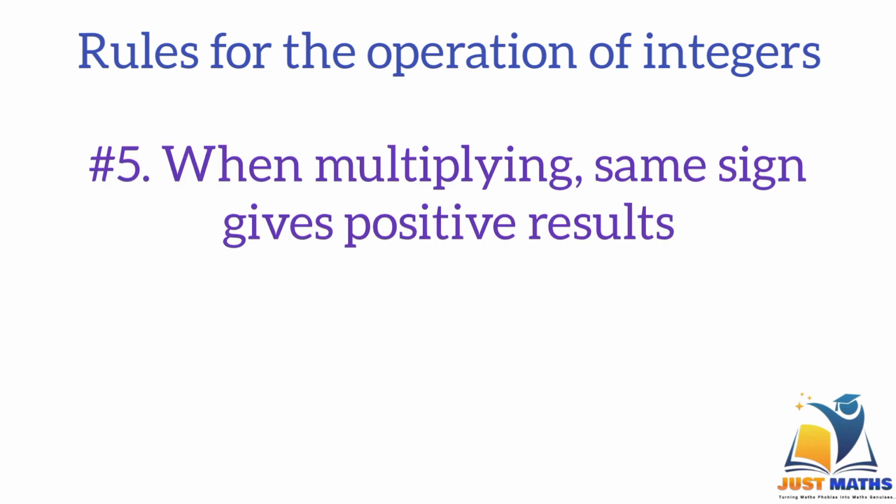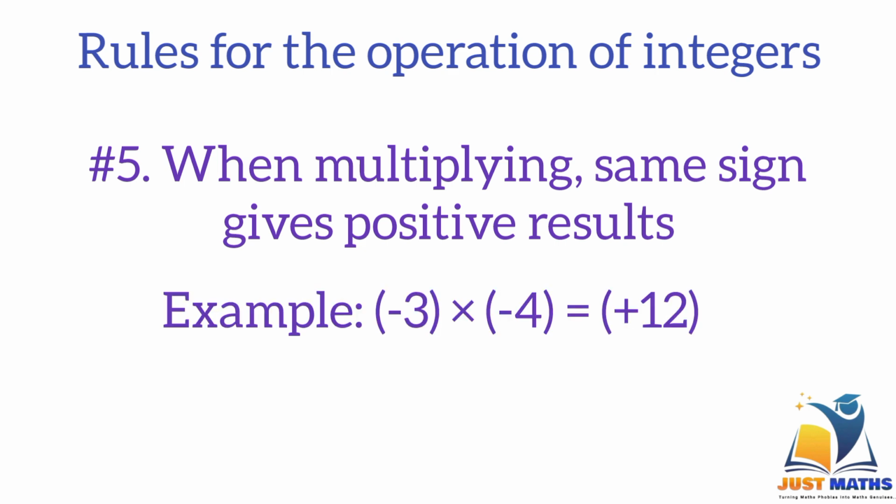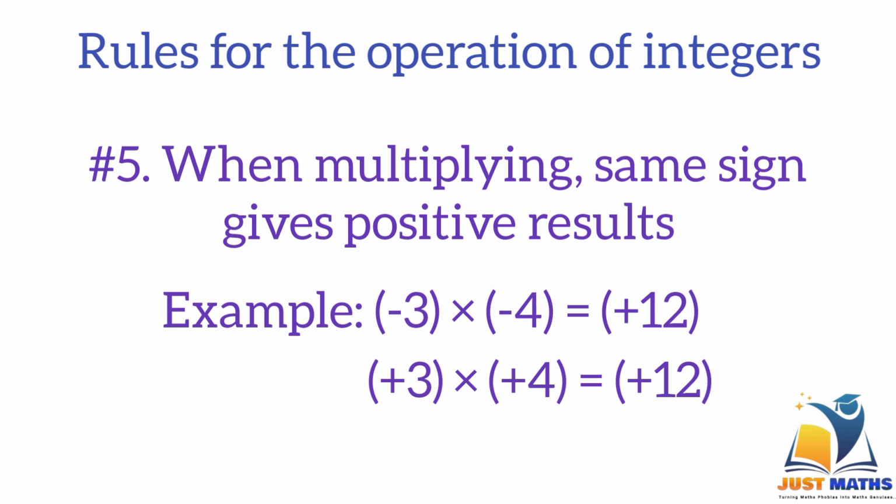Let's look at rule number 5. This is the multiplication rule. It says when multiplying, same signs will give you a positive result. Let's look at an example. If we have -3 times -4, that will give you +12. Another example, +3 times +4 will give us +12 as well. Same signs give us positive results.